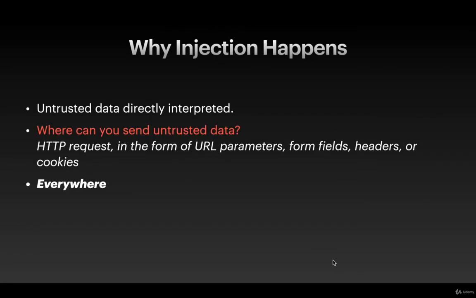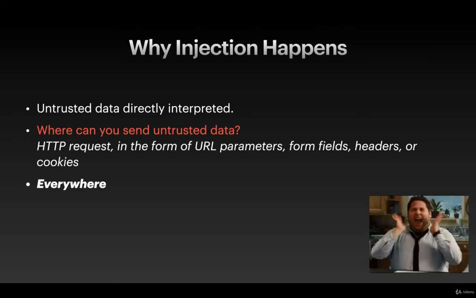The most important thing: why does injection happen? Injections happen because of untrusted data that is directly interpreted by the interpreter of a web application. So, where can you send the untrusted data? If you want to do an injection attack on a website, you can send the untrusted data in an HTTP request, in the form of a URL parameter, form field, headers, or cookies. So basically, you can send the untrusted data everywhere. It can be in the form of a command or query. Yes, so injection can happen everywhere in a web application.